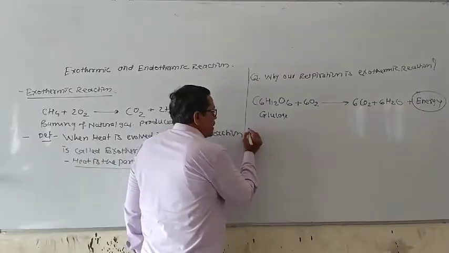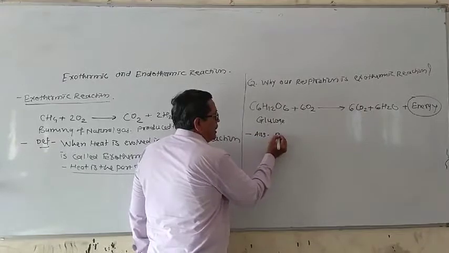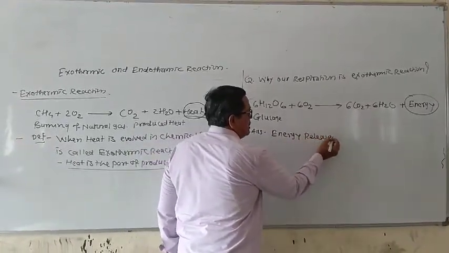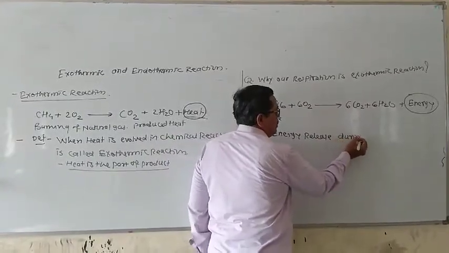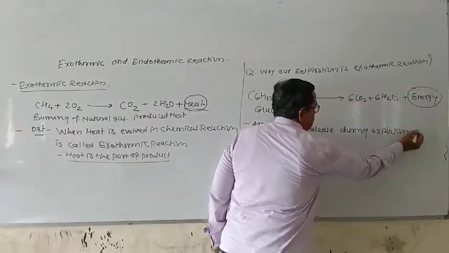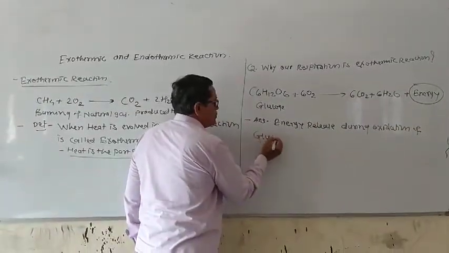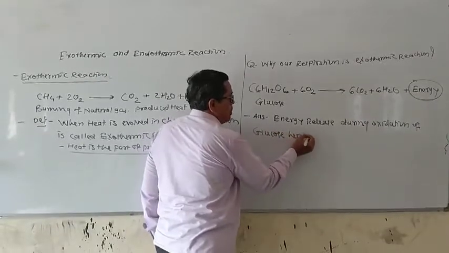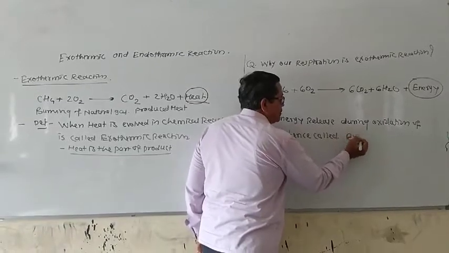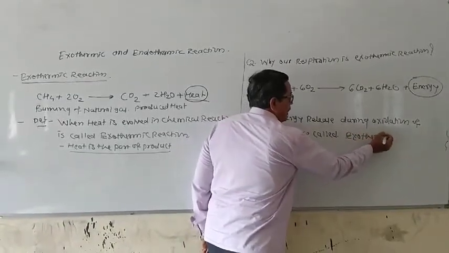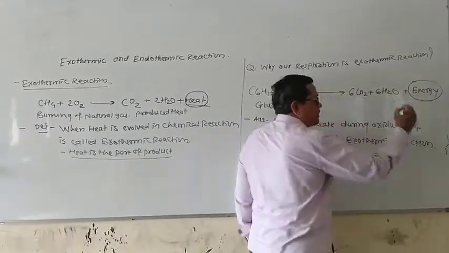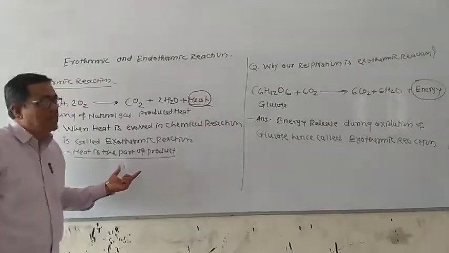Here the answer is that energy is released during oxidation of glucose, hence it is called an exothermic reaction. In this way, this is the topic of exothermic reactions.